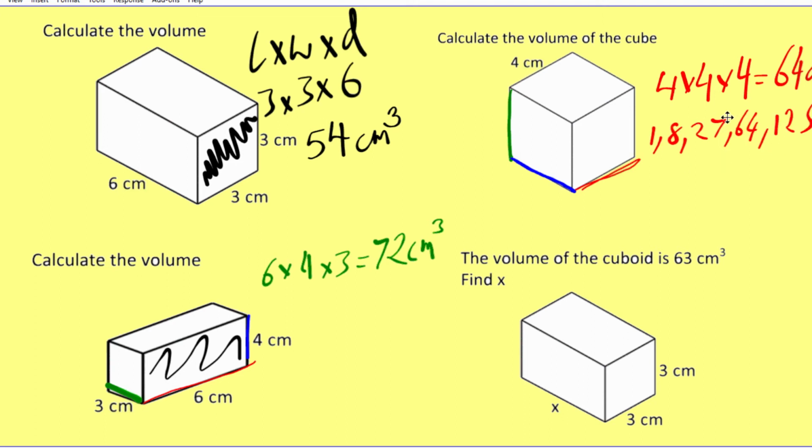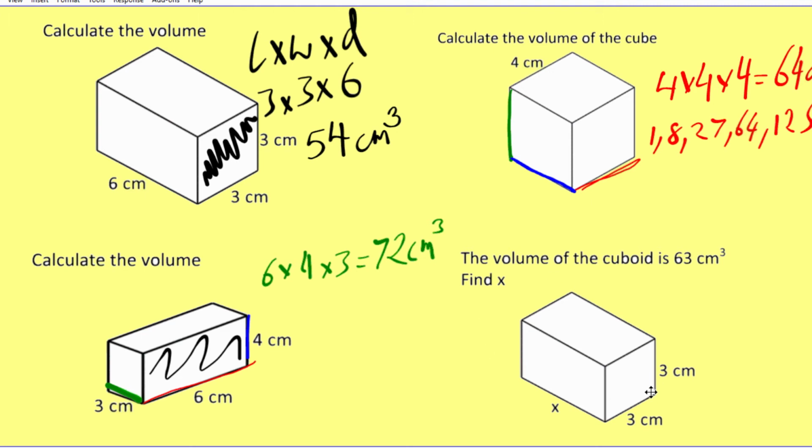So if you see any of these numbers, remember they are cube numbers, as well as even numbers, odd numbers, square numbers. We have to remember these are cube numbers. Okay, so when we're given two values and we have to find the third, it's telling us that the volume of this cuboid is 63 centimeters cubed.